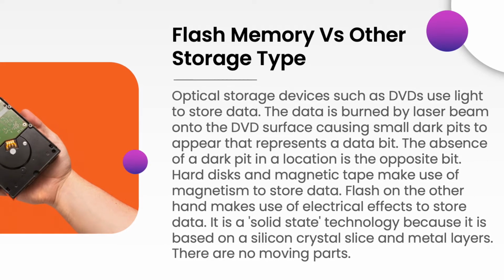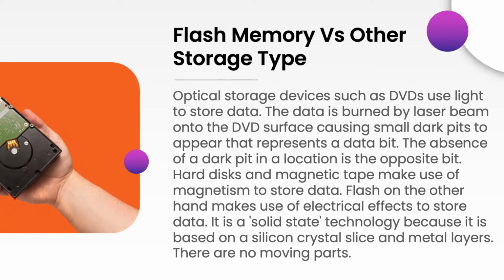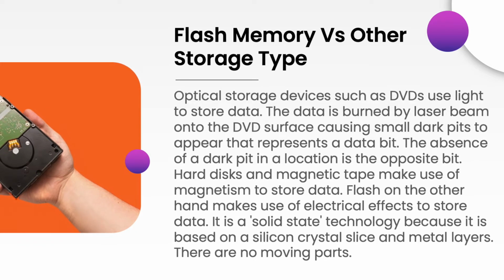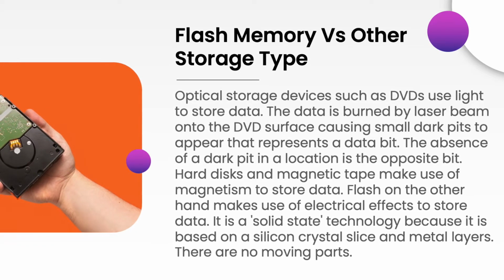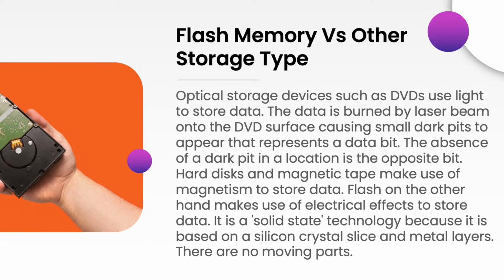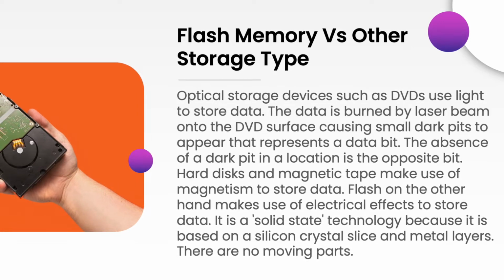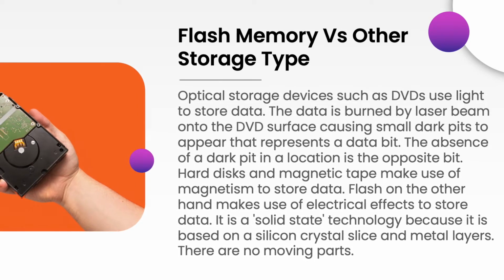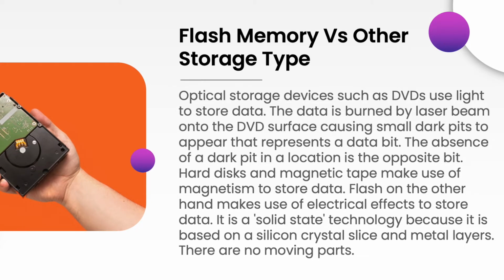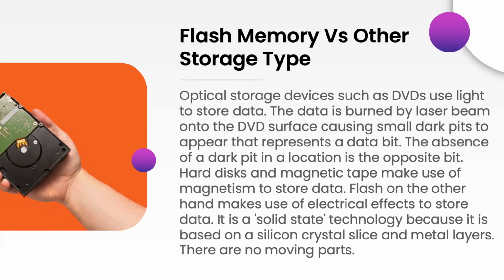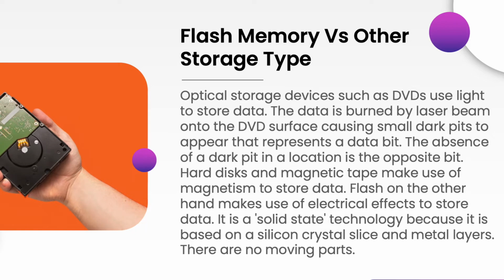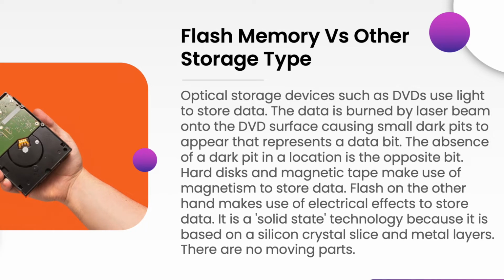Hard disk and magnetic tape make use of magnetism to store data. Flash, on the other hand, makes use of electrical effects to store data. It is a solid-state technology because it is based on a silicon crystal slice and metal layers. There are no moving parts.